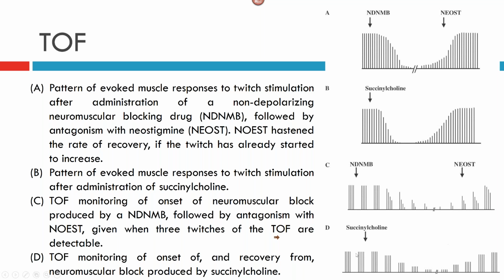Compared to that, when you give succinylcholine, you'll see in the train of 4 all 4 twitches decrease in amplitude, but you don't see the fade between the amplitudes. So that's the classic difference between non-depolarizing and depolarizing train of 4.